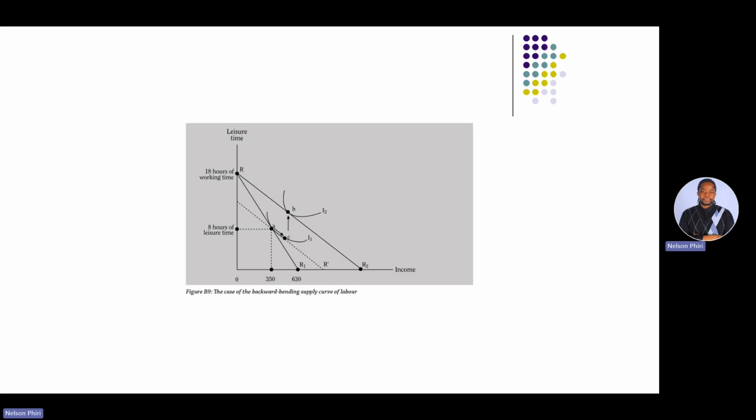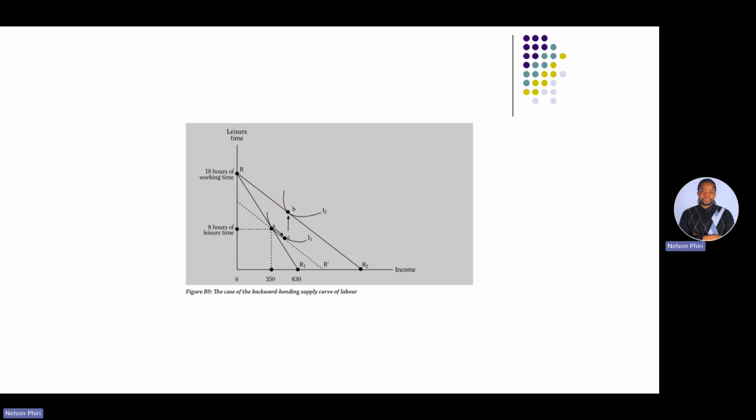Now let's look at something interesting, which is the supply of labor. We introduced the backward-bending labor curve, which is found on pages 53 to 54 of the textbook. We have a situation where there is a worker earning 35 pounds per hour and working 18 hours. If you multiply 18 by 35, you get the maximum amount they can make, which is 630. This is shown by R1 in your graph.